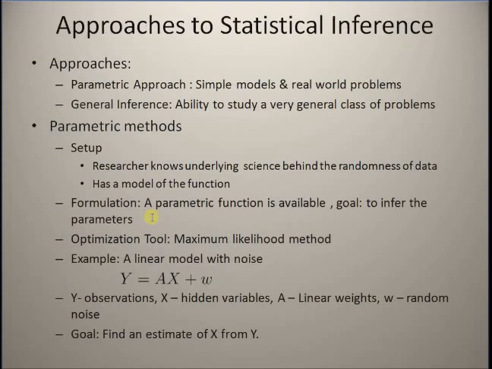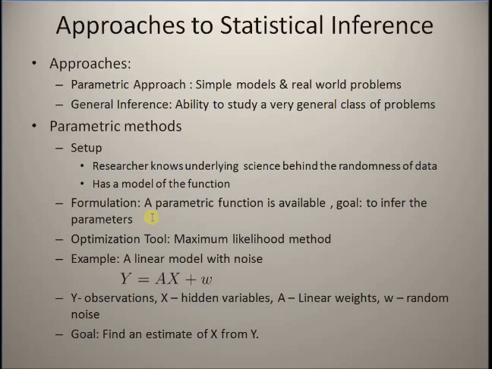Now let us look at the two main approaches to statistical inference. The first one is known as the parametric approach, which is based on simple models, that is simple linear models, for example, and usually addresses real-world problems. And the next approach, or the more general problem in statistical inference, is the problem of general statistical inference. So the goal of this type of approach is to study a very general class of problems, and there is no limit on the structure. The functional dependencies need not have any parameters or predefined parametric structures.